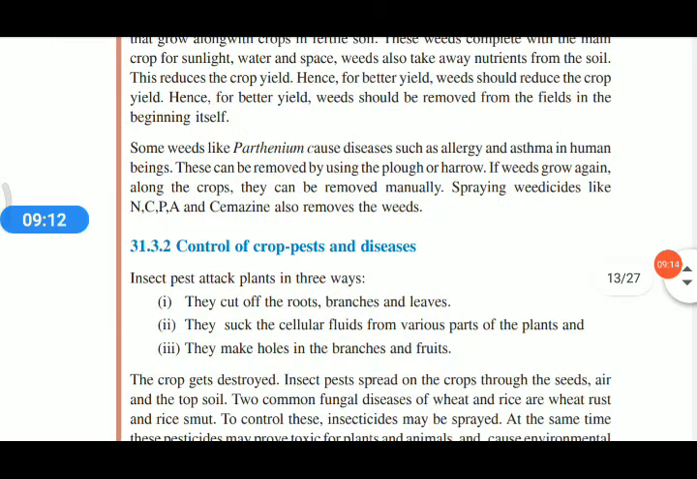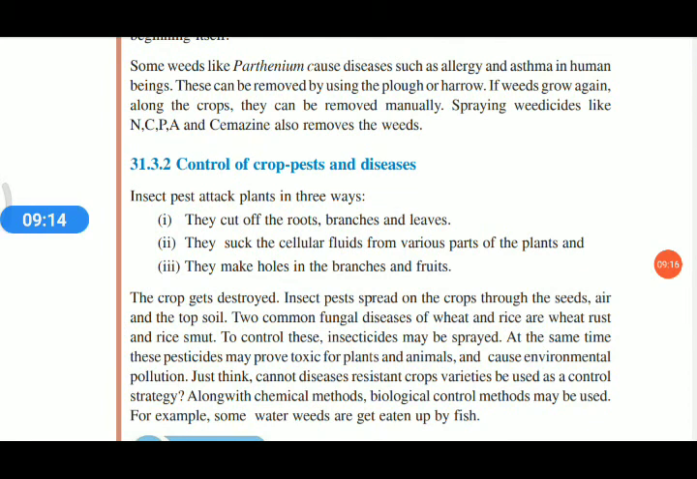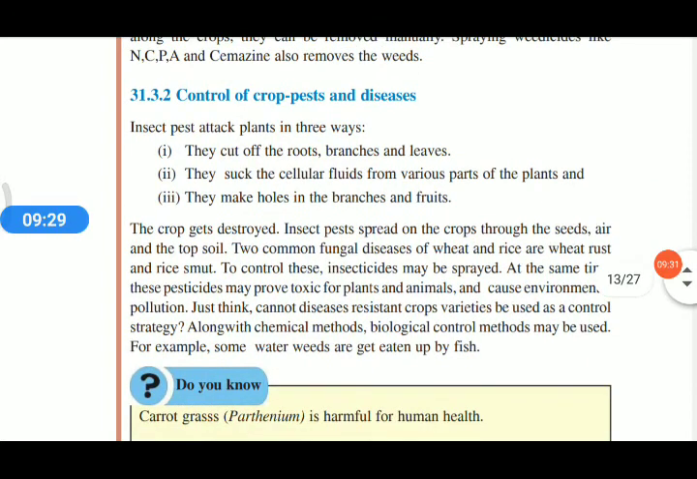Control of crop pests and disease. Insects and pests attack in different ways. They cut off the roots, branches and leaves. They suck the cellular fluid from various parts of the plant, and they make holes in the branches and fruits. We can see all this in our plants. You can go through your surroundings, and you can see different plants affected by these types of pests.